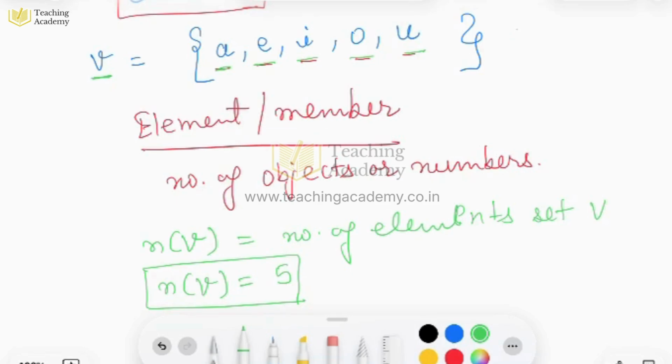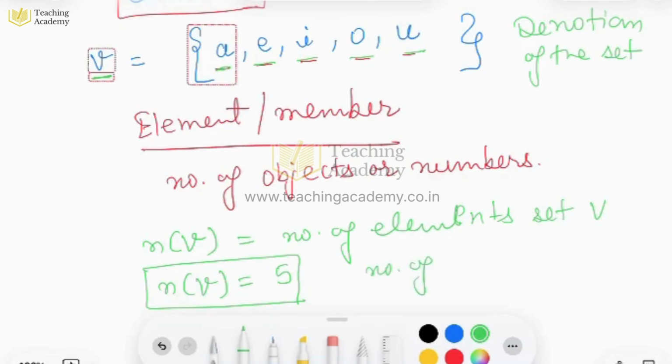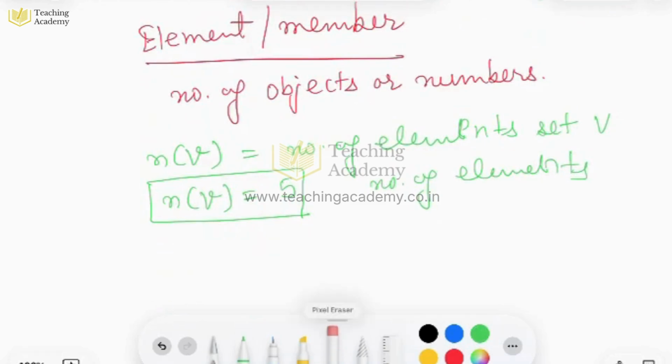This is called the denotation of the set, how we denote it, and this is called the number of elements. This is going to be a whole number every time, or you can say a natural number. This number is always going to be a positive number, or we can say a whole number.